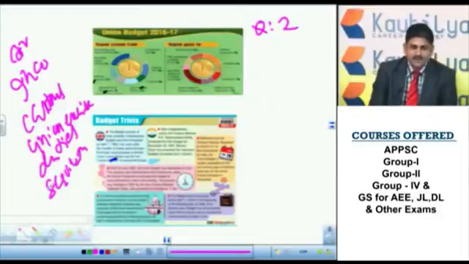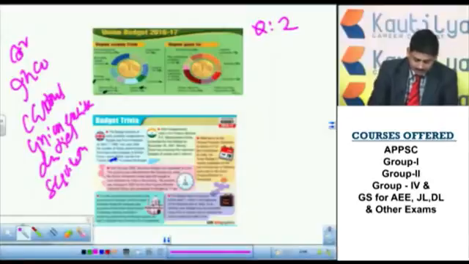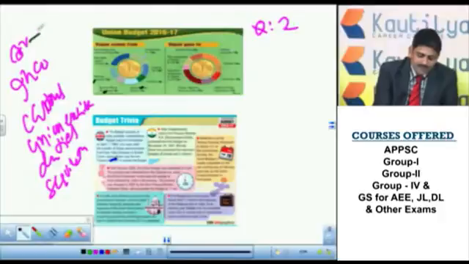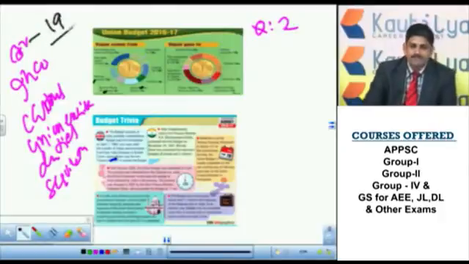So all these are there. We need not remember everything. Now if you see here the budget, corporate tax, from corporate tax the government of India gets 19 paise. 19 paise. That means corporate tax.